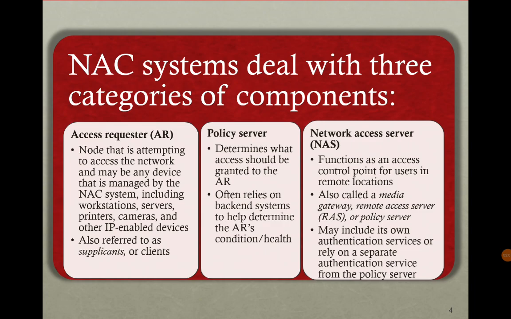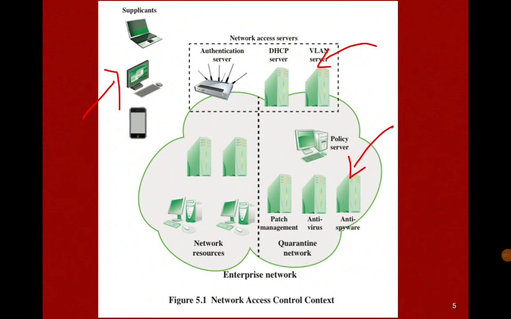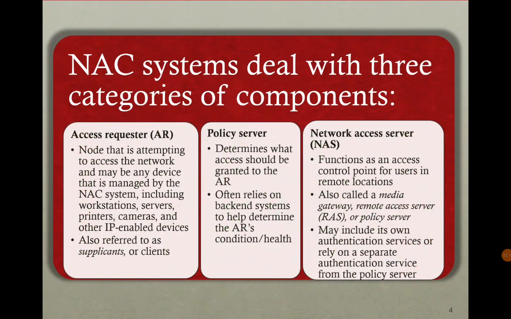The second one is policy server. As the name implies, policy server determines what are the things the access requester can access or they can deal with. They can access the data. So these are determined by policy server. Policy server determines what access can be granted to the client, and also it examines the health of access requester. For that it may depend on some backend system.